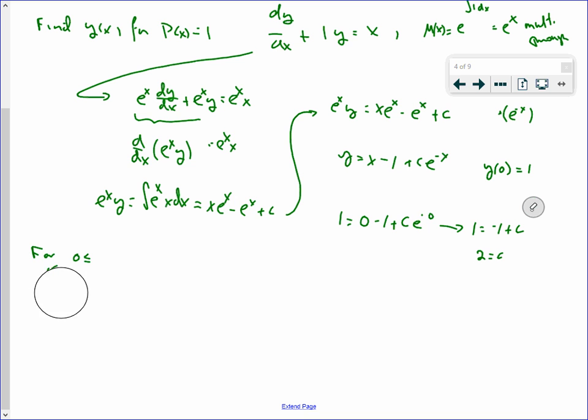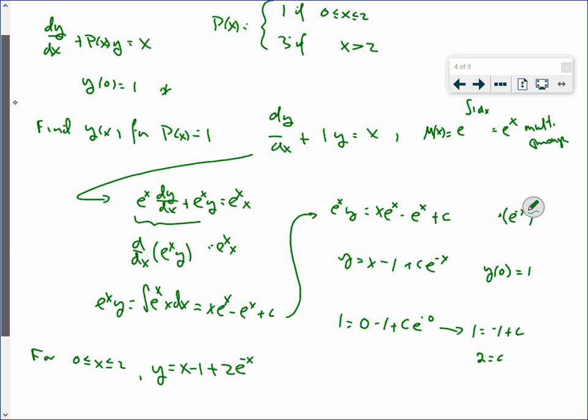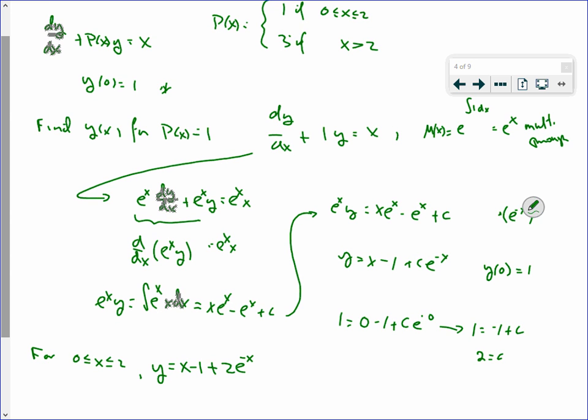For x between 0 and 2, the solution is y equals x minus 1 plus 2e to the minus x. So I've just ignored the second part of the piecewise defined coefficient function, and I got a solution that satisfies the initial value condition. Okay, now comes the hard part.